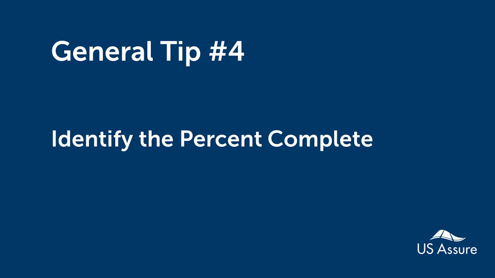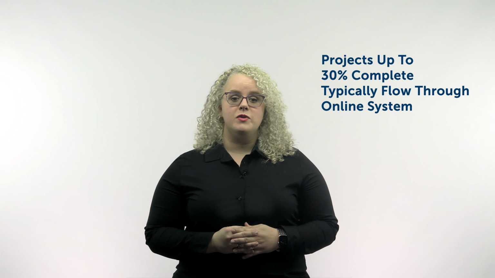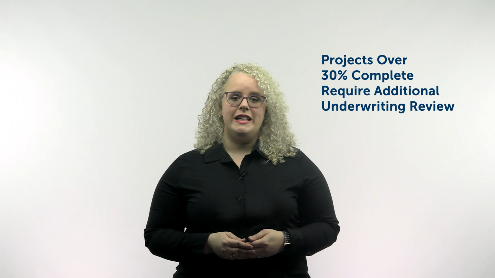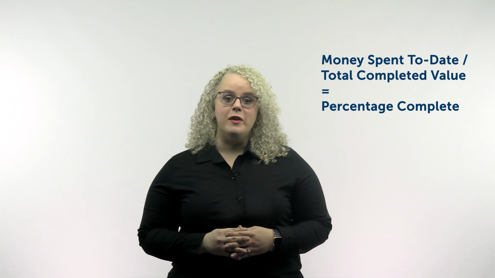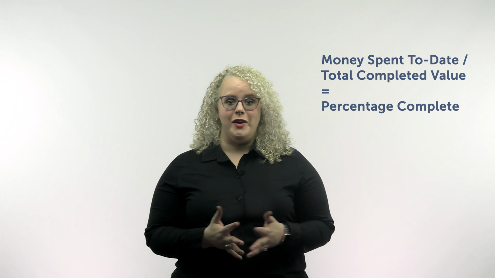General tip number 4, identify the percentage complete. When applying for Zurich Builder's Risk Insurance, projects up to 30% complete will generally flow through our automated online application. Any project over 30% complete at the time of submission will require additional underwriting review. Good news though, many of these applications are also later approved. Here's how to determine the percentage complete for any project. Divide the amount spent to date by the total completed value. In the event a claim is filed after a construction disaster, it's critical that this information be accurate in order to obtain the proper payout.